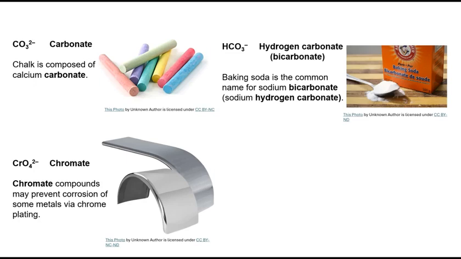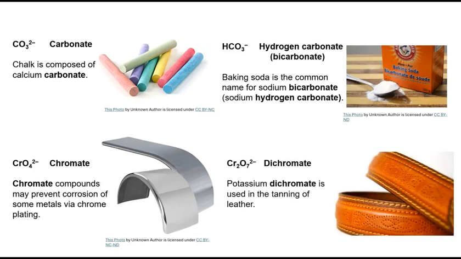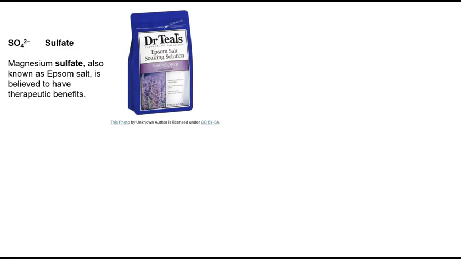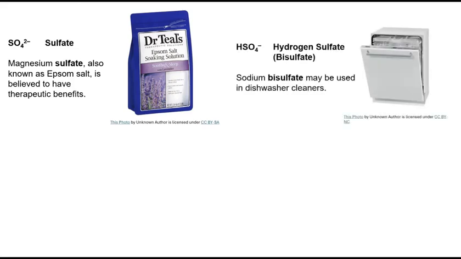CrO4 2- chromate. Chromate compounds may prevent corrosion of some metals via chrome plating. Cr2O7 2- dichromate. Potassium dichromate is used in the tanning of leather. SO4 2- sulfate. Magnesium sulfate, also known as Epsom salt, is believed to have therapeutic benefits. HSO4- hydrogen sulfate or bisulfate. Sodium bisulfate may be used in dishwasher cleaners.